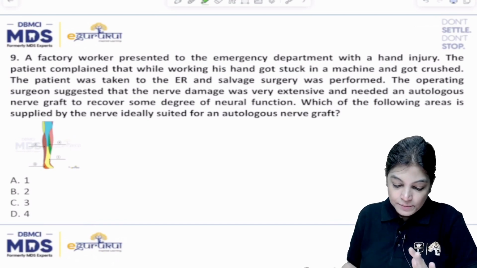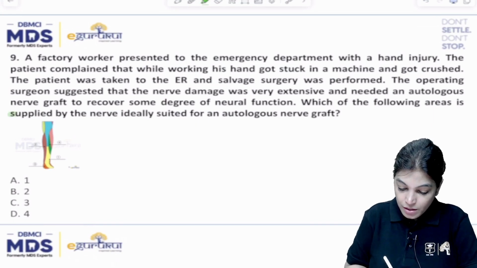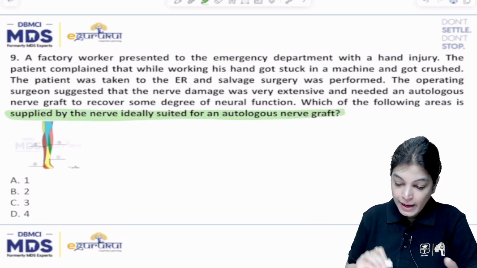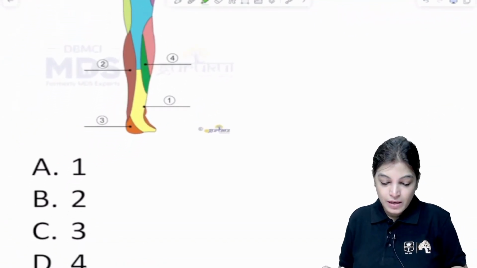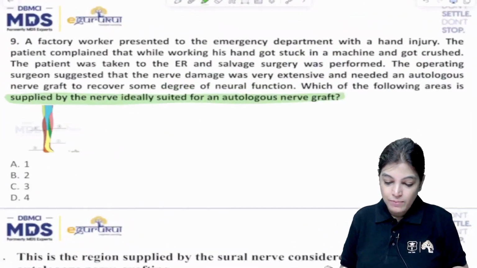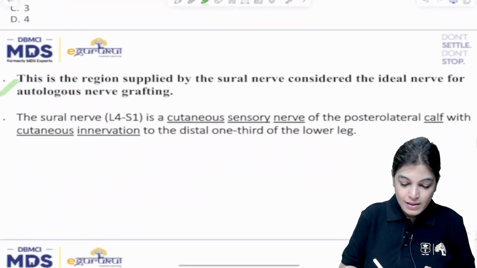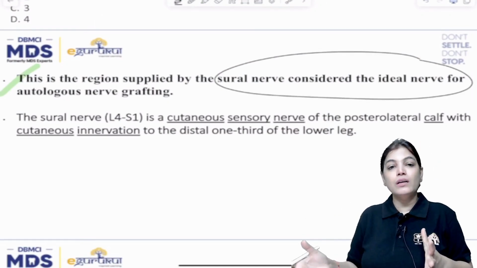So basically, to mark the right answer, the nerve suited for autologous nerve graft is the keyword. Okay, areas. For areas we have to enlarge this image, and we have to first identify what is area number 1, 2, 3 and 4, and then we can mark the right answer. Actually, before that, I just want to explain the reason the area supplied by the sural nerve is considered ideal for nerve grafting.